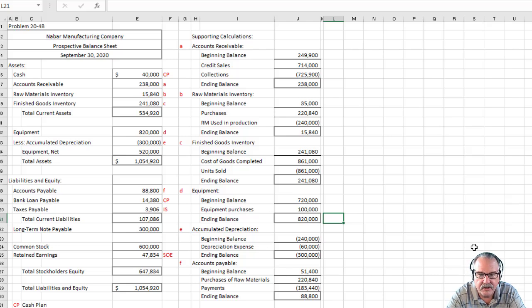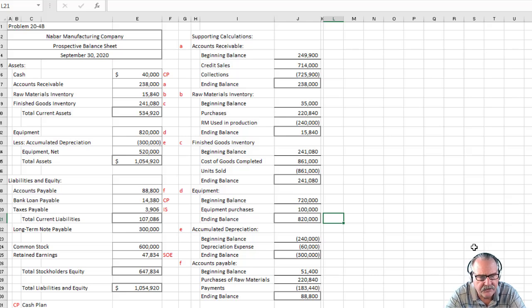Finished goods didn't change because what we produced, 60,000 units, and what we sold, 60,000 units, is exactly the same. So our finished goods inventory from June is going to be the same finished goods inventory in September. Total current assets, $534,920. We had equipment of $720. We spent $100,000 on some new equipment. So now our equipment balance is $820.